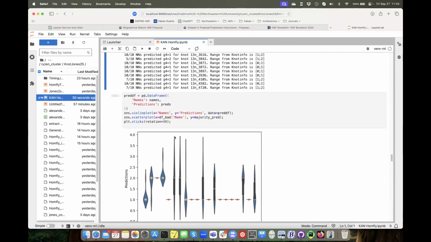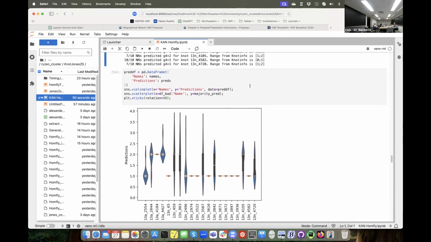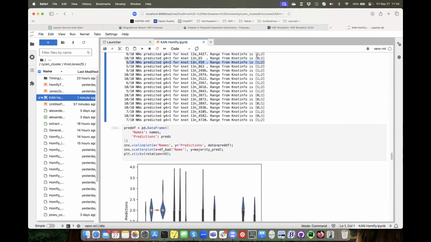And so the majority prediction always fit into these bounds, which is also interesting. But the fact that it's 10 out of 10, to me, is quite striking. But you confirmed the prediction for this, no? Well, we just have the bound, and it's within the bound.